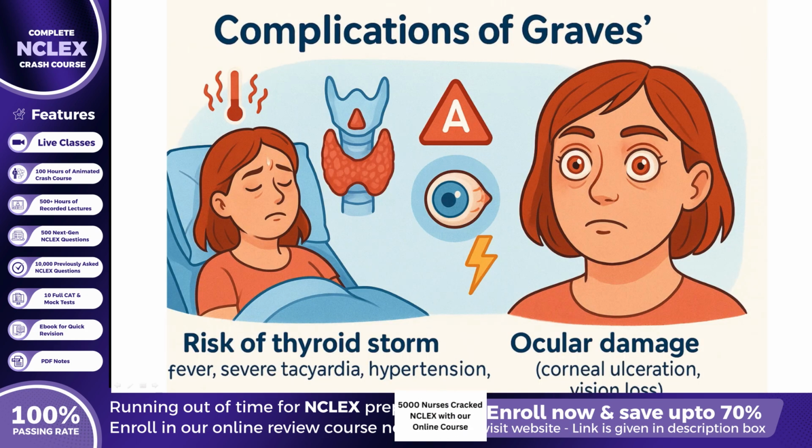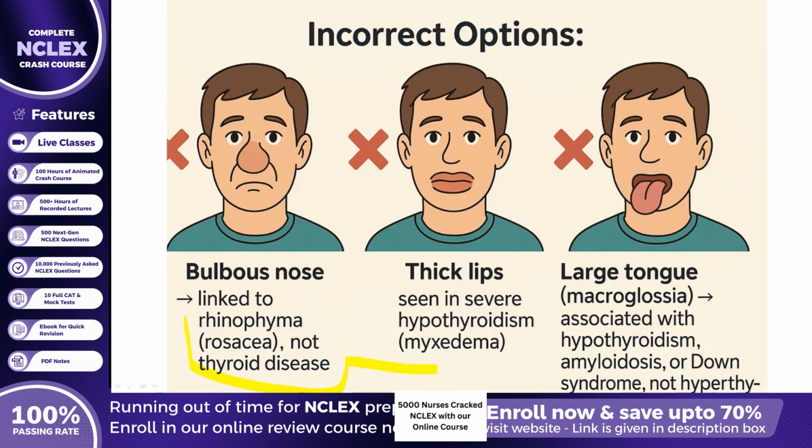Option 2, bulbous nose, is incorrect, since nose enlargement is not related to thyroid disease but is more often seen in severe rosacea with rhinophyma. Option 3, thick lips, is also incorrect, as lip thickening occurs in acromegaly due to growth hormone excess, not in Graves' disease. Finally, option 4, large tongue, is not associated with Graves' disease either. Macroglossia is more often linked with hypothyroidism, Down syndrome, or amyloidosis.